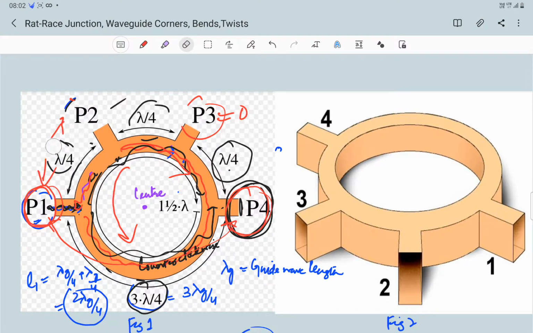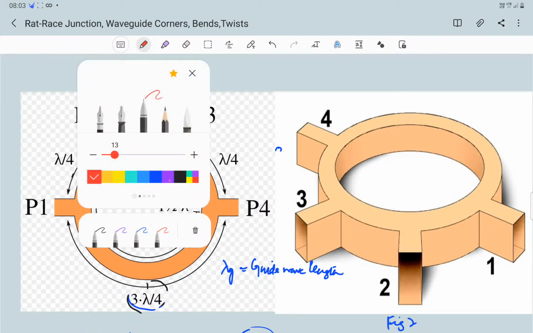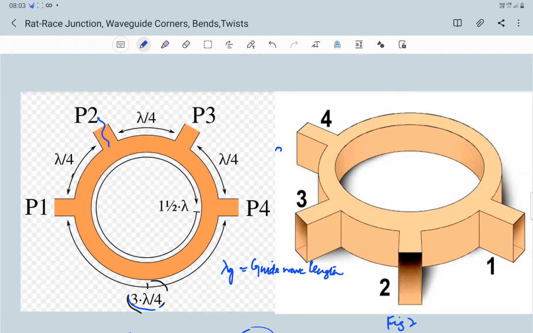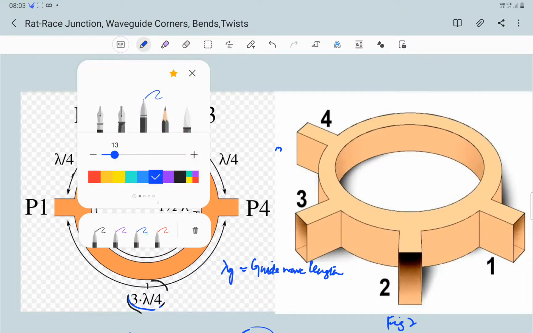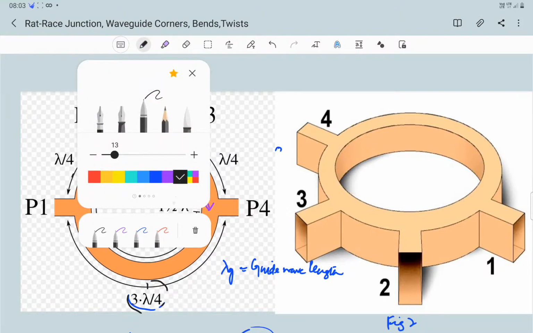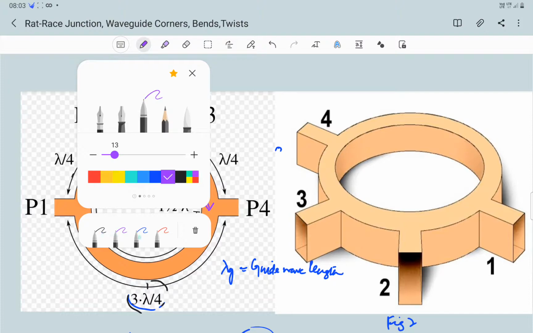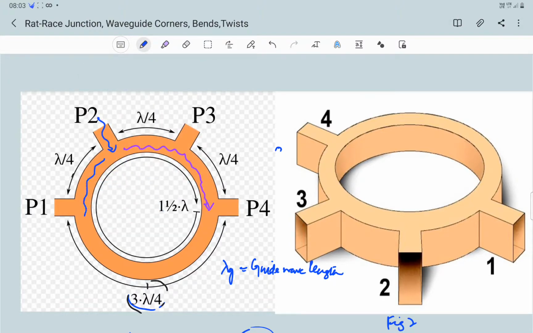So let's assume we are this time connecting a signal at port 2. Let me raise it first. If I feed a signal at port 2, it will get split into two parts. One flowing in clockwise direction, other flowing in anti-clockwise direction. This is anti-clockwise and the earlier one was clockwise.